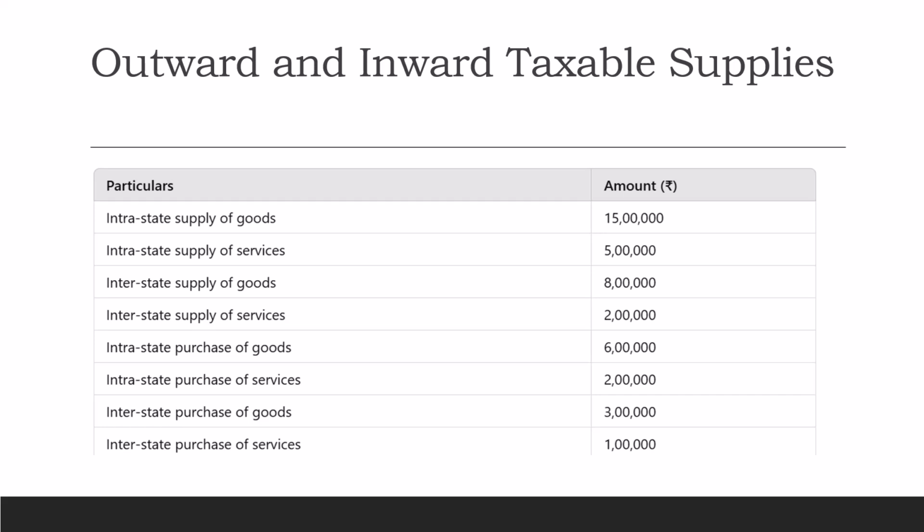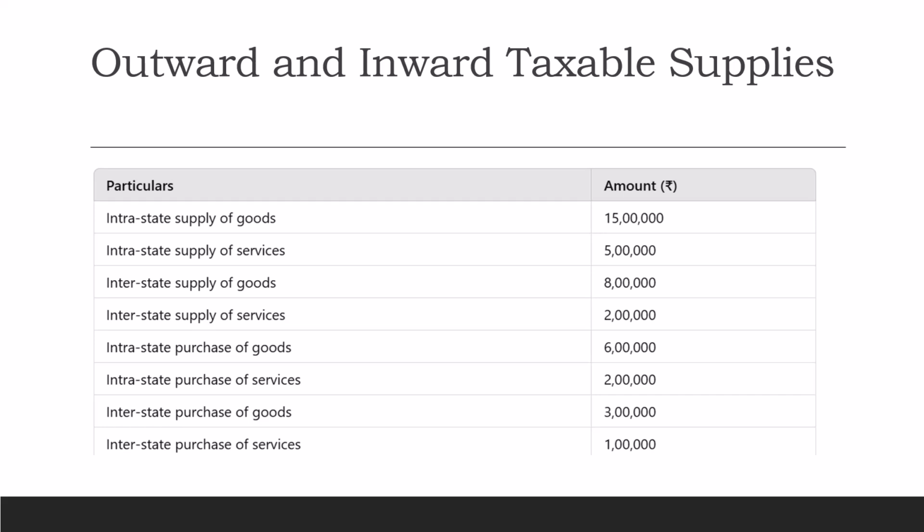Okay. Compute the output tax liability. So this is the sales which you have made. Interstate supply of goods, interstate supply of services, intrastate supply of goods and intrastate supply of services. Okay. So he is going to calculate the tax liability on account of everything.